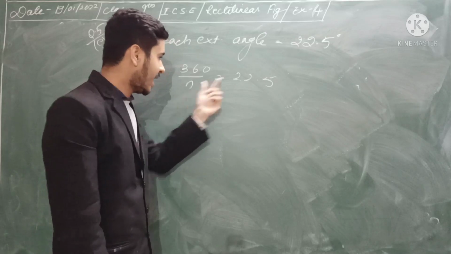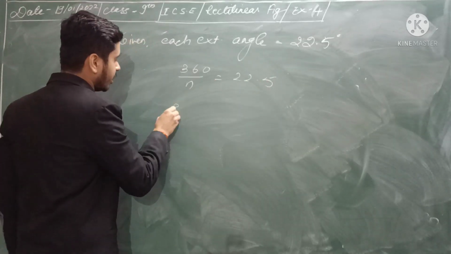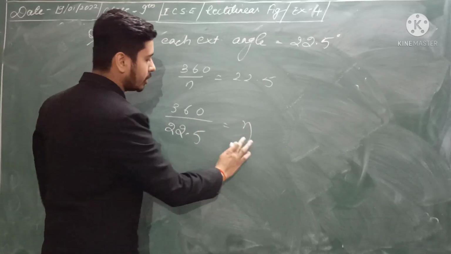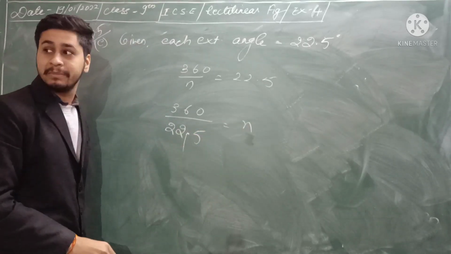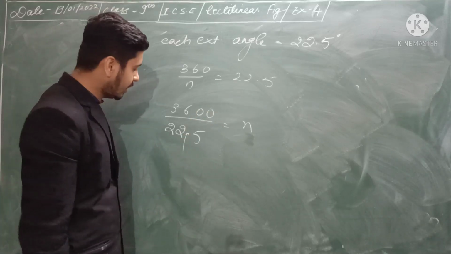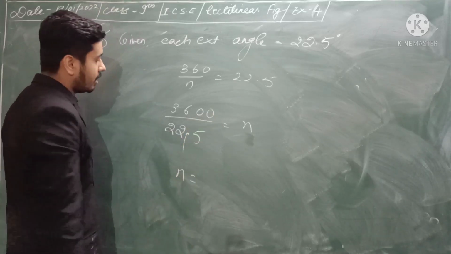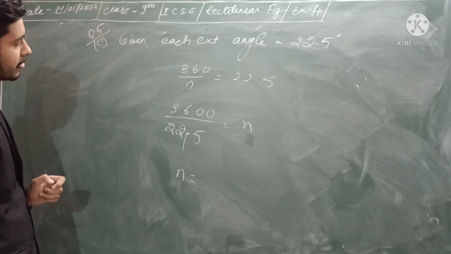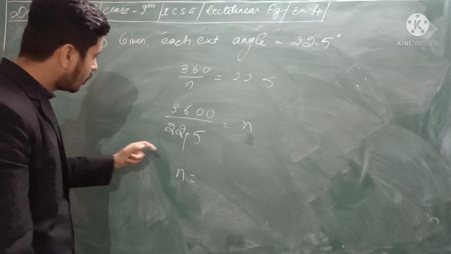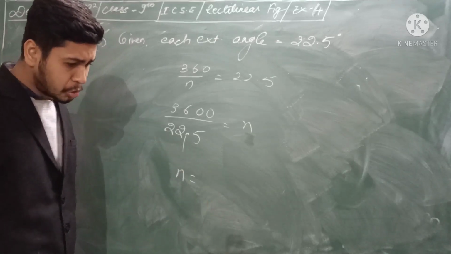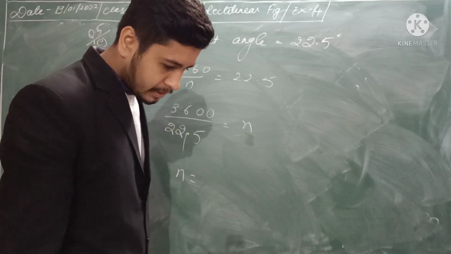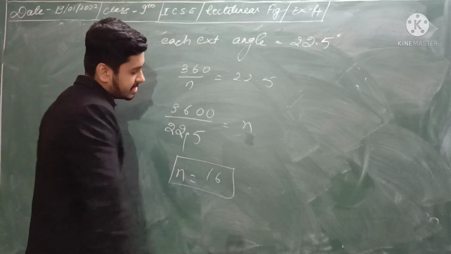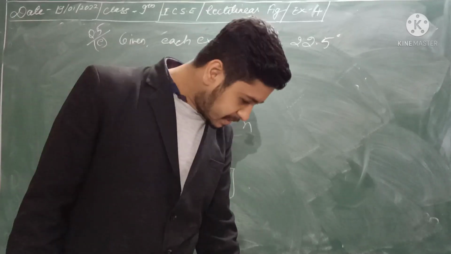We can transpose this n here and this 22.5 into the denominator. So it will be 360 upon 22.5 is equal to n. On removing this decimal, we'll get 10 here. Now you can cancel this with the table of 15, and also with the table of 5. Okay, you will get the answer. On cancellation, you will get 16 as the result. So n is equal to 16. Then comes the next question.